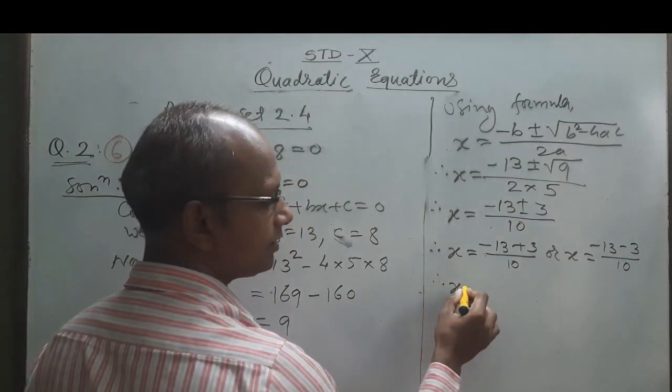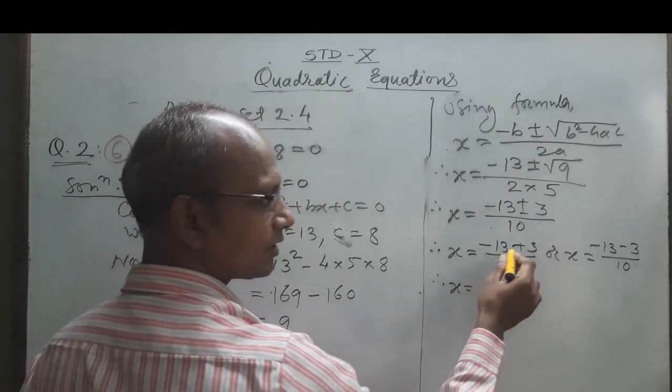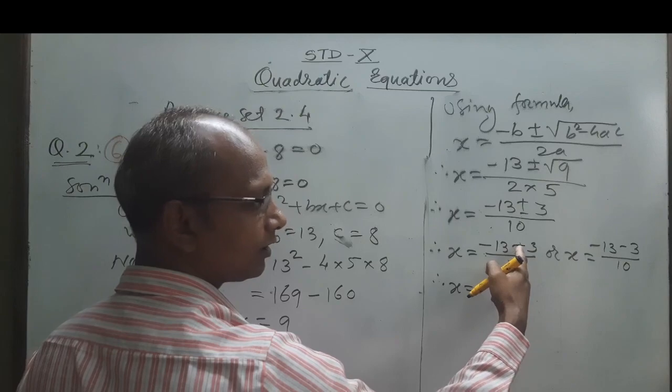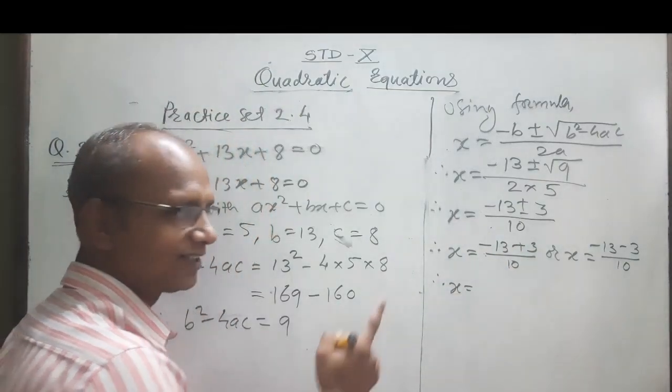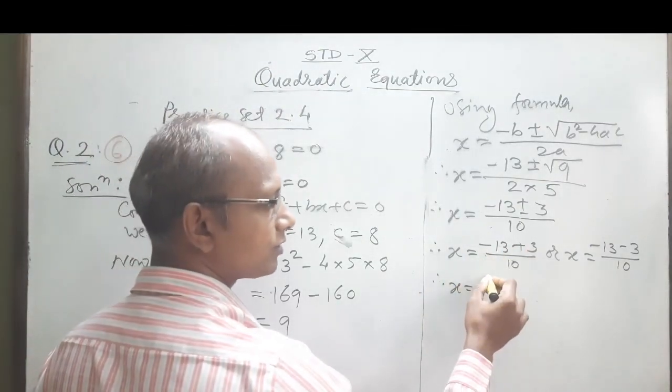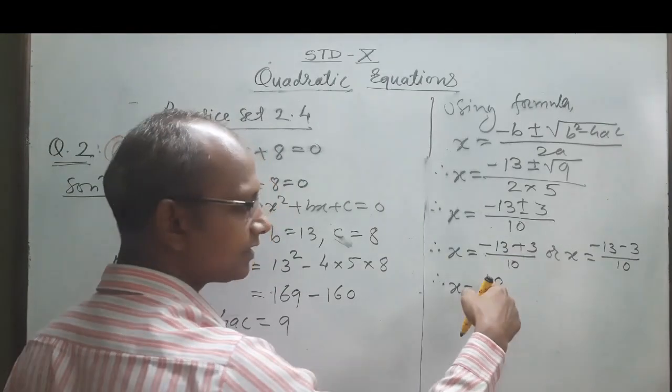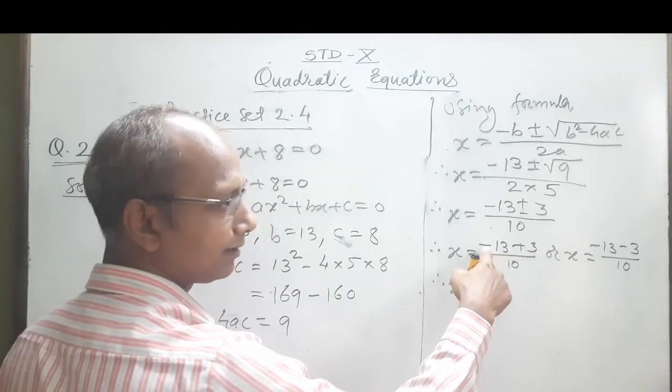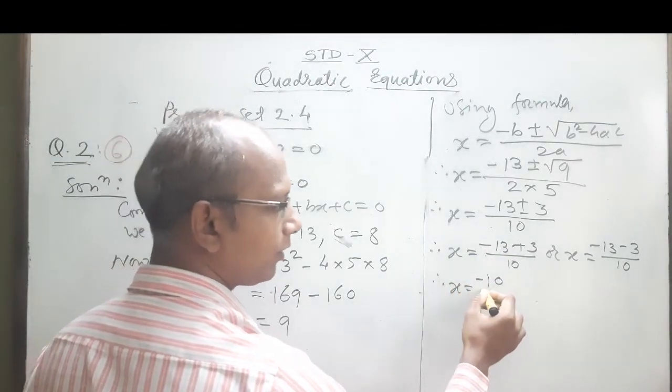Therefore x is equal to minus 13 plus 3. So here the different signs are there. And what do we do? Subtraction. So subtraction, 13 minus 3 is 10. And the sign of the greater number, that is minus, upon 10.